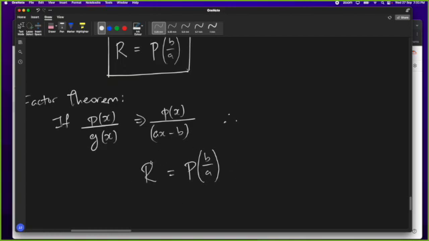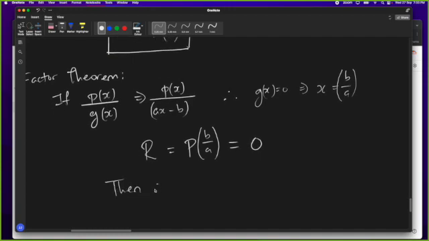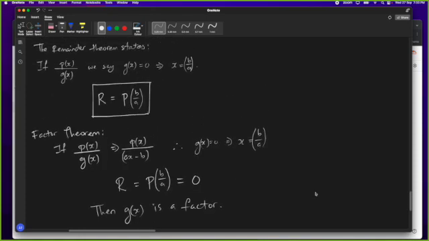So the remainder theorem is if you just take g of x to be 0, it implies that x is going to be b over a. You take this b over a, you put it in the p of x, and you'll get the remainder. If that remainder is 0, then g of x is a factor. So this is the remainder and factor theorem.